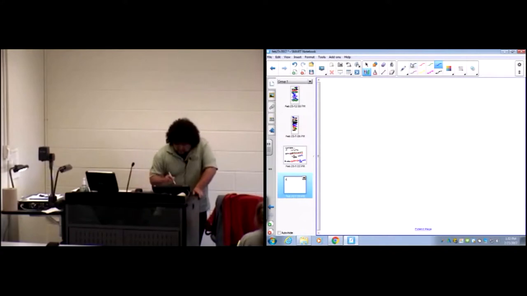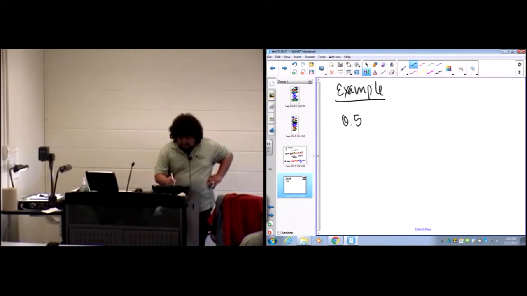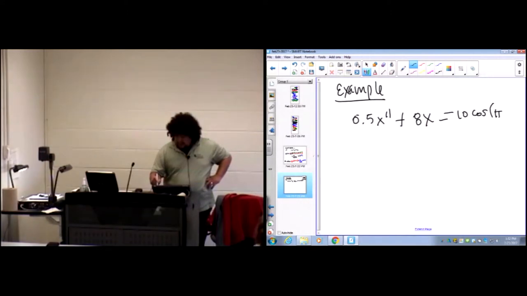Expressed, let's say, is we have 0.5 x double prime plus 8x equals 10 cosine of pi t. And let's say we have x of 0 and x prime of 0, and let's say that both of these are set to 0. So in this type of formulation, this is 0.5 here.